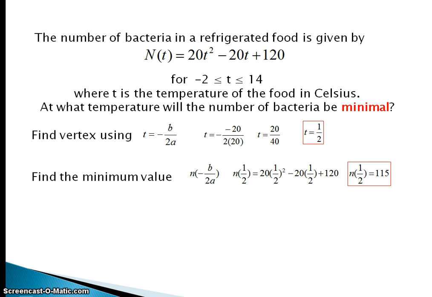So I'm going to substitute 1/2 in every place I see t in the original function, and I will determine that when t is 1/2, N of t is equal to 115. Therefore, the answer to this question is the minimum number of bacteria found in this refrigerated food is 115. Pause now and make sure that you have this entire example, including the math, in your notes.